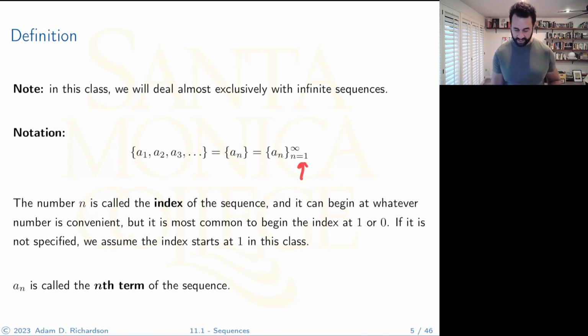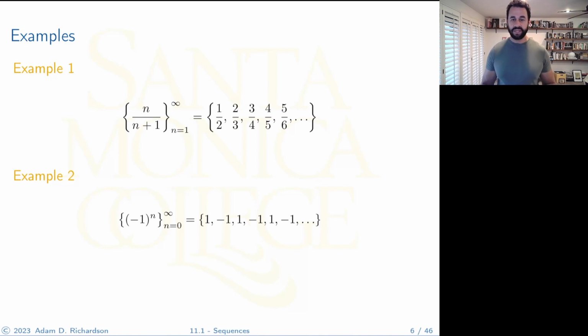And you can say where the index begins. Typically, we'll start the index at 1. It could also start at 0, and then more generally, it can start anywhere you want. But usually we try to keep it at 0 or 1. And this infinity up here means it goes on forever, so it never actually stops, quote unquote. It just keeps going. A sub n is called the nth term of the sequence, and that's what a sequence is.